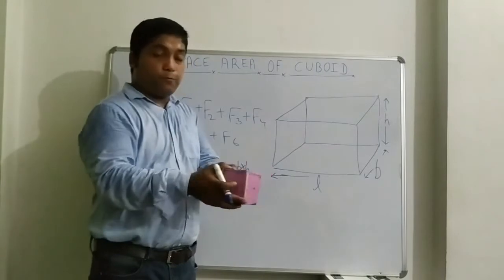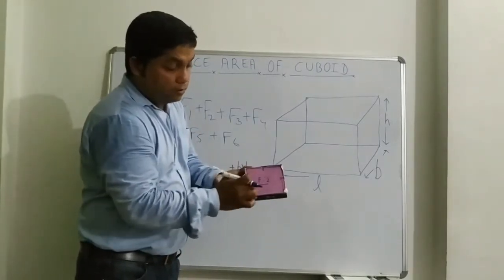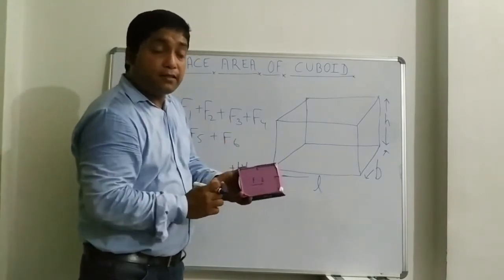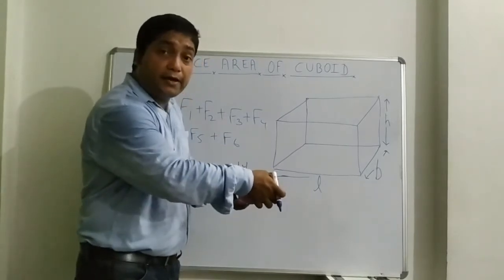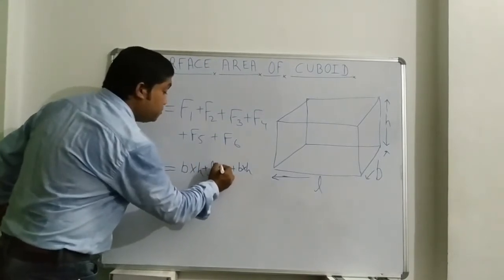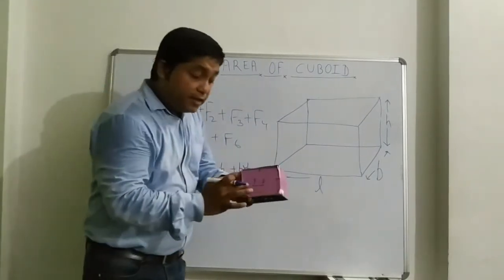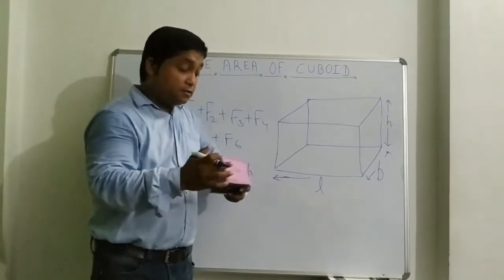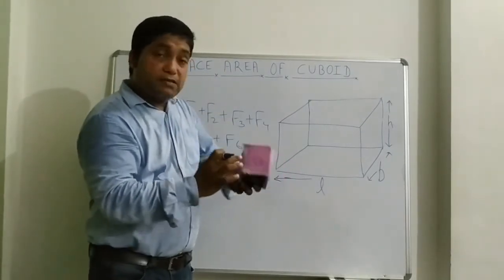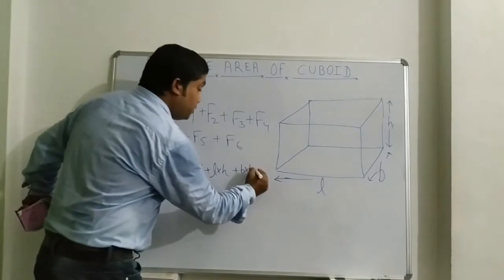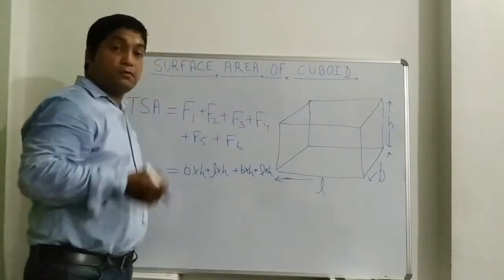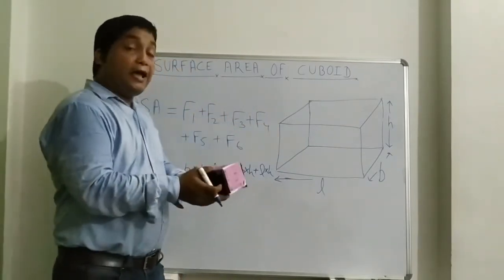Again, for F2, what is F2? Length and height, because the rectangle area is equal to length into breadth. Here the length is length and the breadth is height. That is, length into height. So for F2, length into height. That same area is for F4. So for F4, length into height.